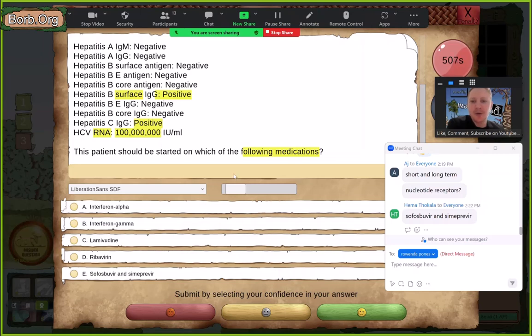Given those features, we can also talk about hepatitis B. How do you think about the fact that there is a surface immunoglobulin here that is positive? What do you think about the surface antibody?